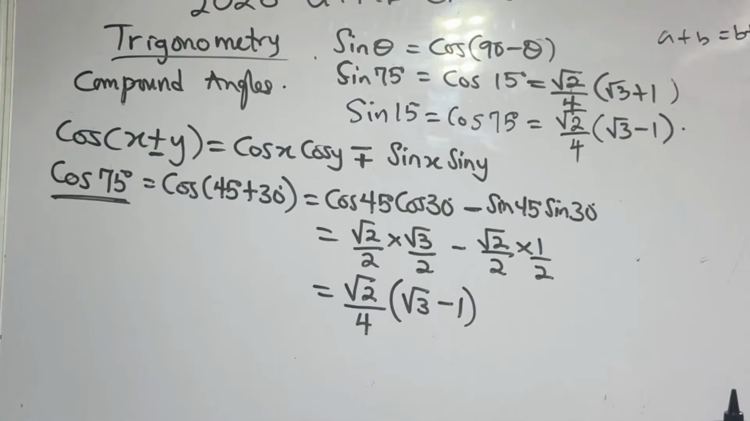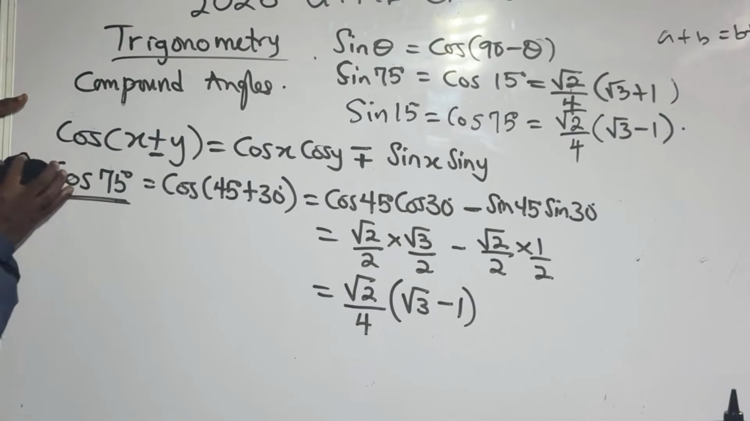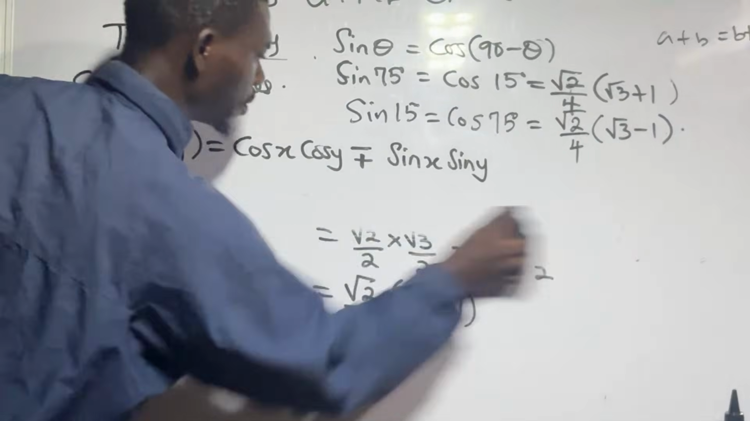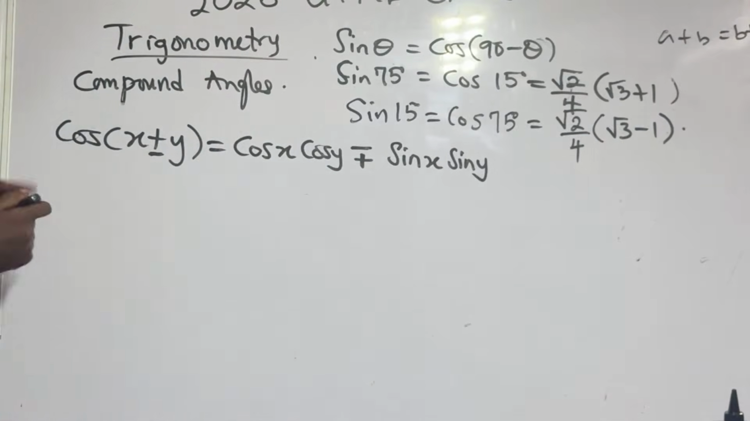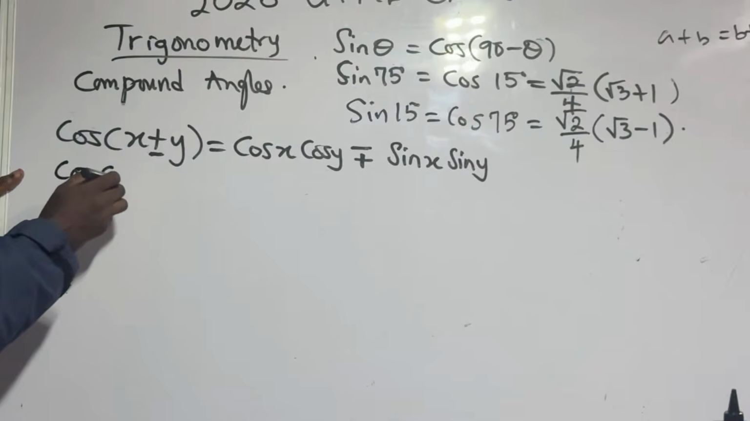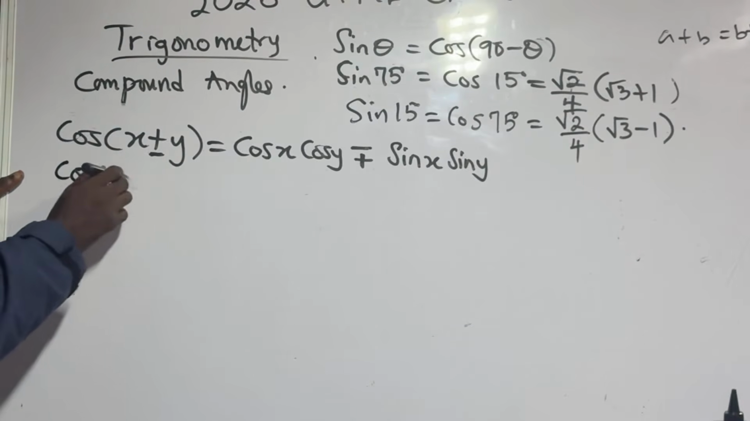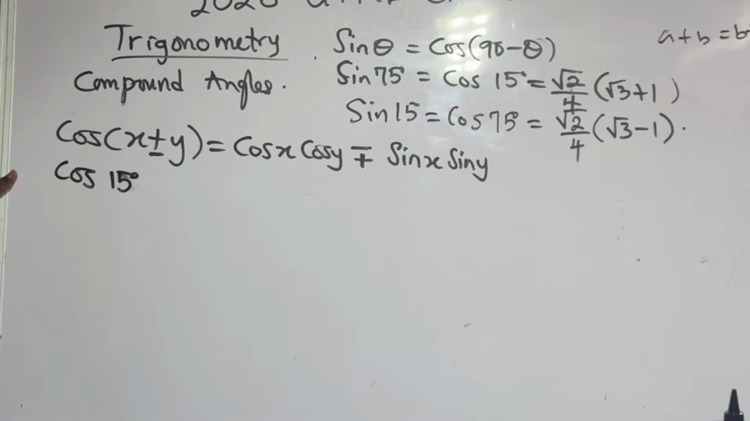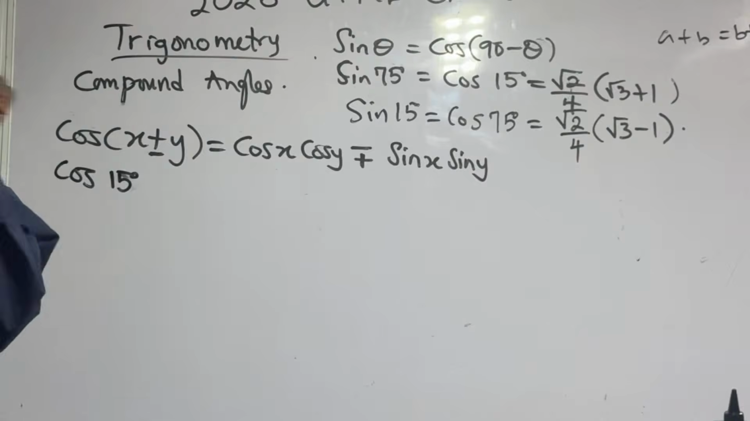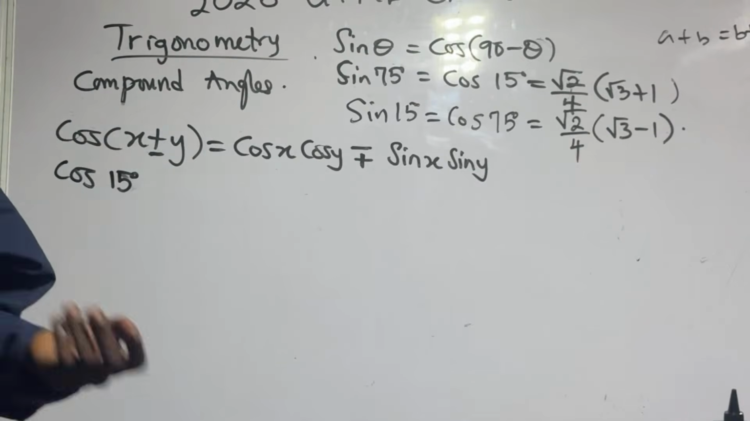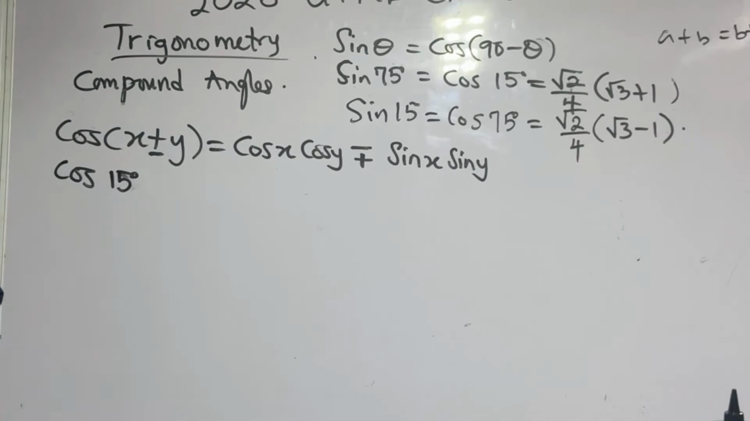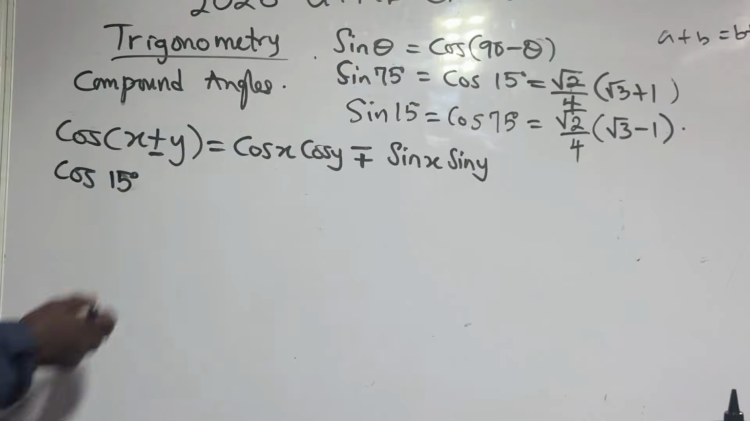So what if what we're asked to find is cos 15? Now you know that 15 should be gotten by saying 45 minus 30. Everything we'll be using should be a special angle that you know its value. So I use 45, 30, 60, 90, those ones that you know their value. Okay? So cos 15 should be what?